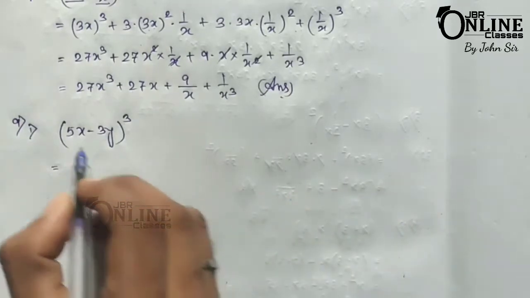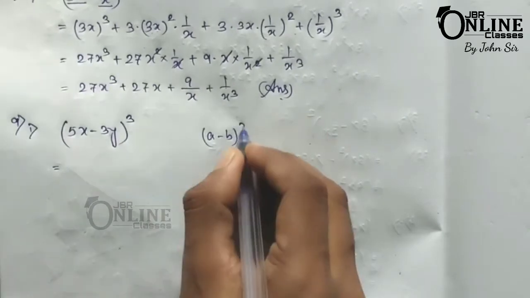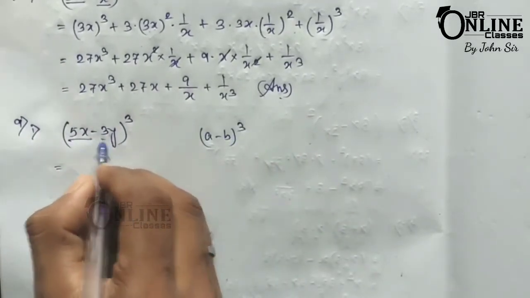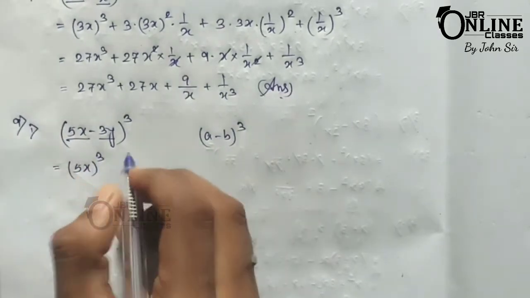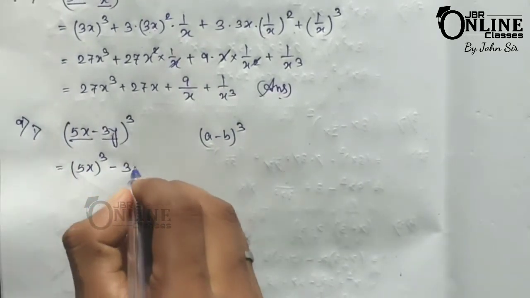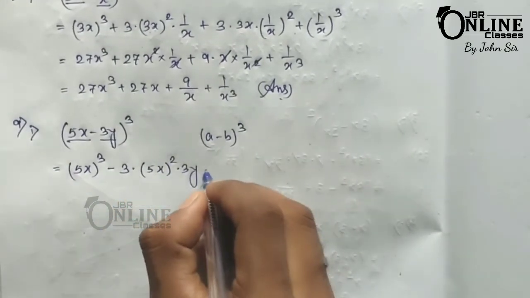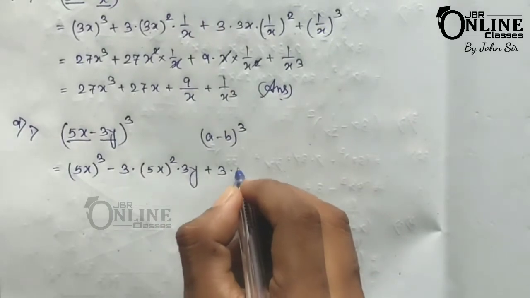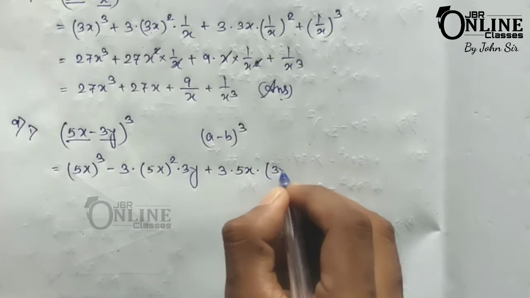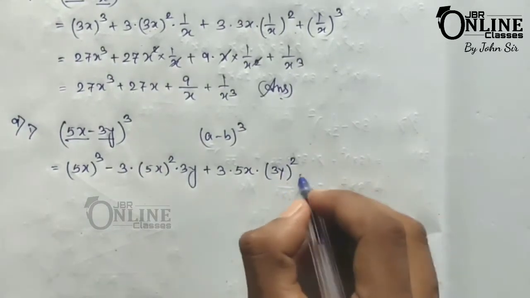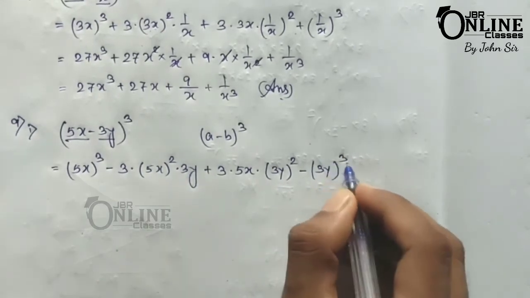Now sum number 9. In sum number 9, (5x minus 3y) whole cube, that means the a minus b whole cube formula. So here 5x equals a and 3y equals b, and the formula is first a cube, that means 5x whole cube, then minus 3a square b, so minus 3 a square and b, then plus 3ab square. So first write down a and then b square. Here b square means 3y whole square, and the last one is minus b cube. Remember that, so that means 3y whole cube.